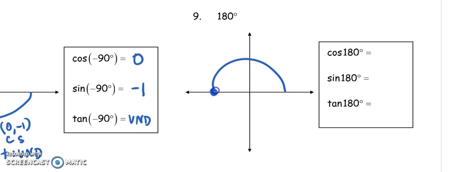Okay, so we go over here. Negative 1 comma 0, cosine sine. Tangent is sine divided by cosine, so the tangent is 0. Negative 1, 0, 0. That's it.